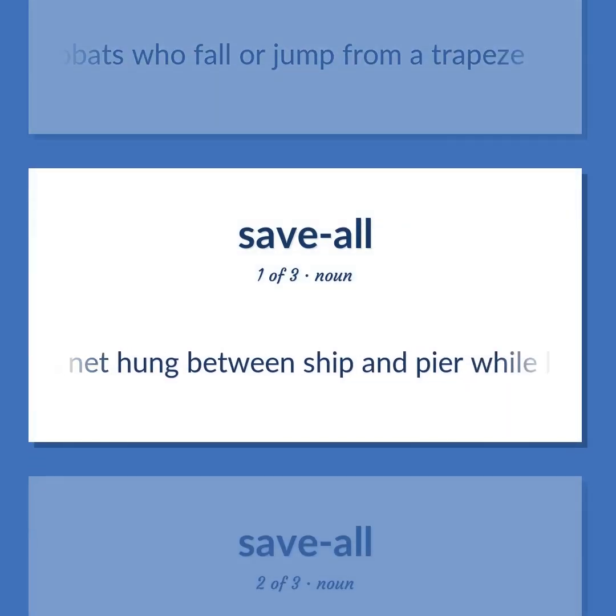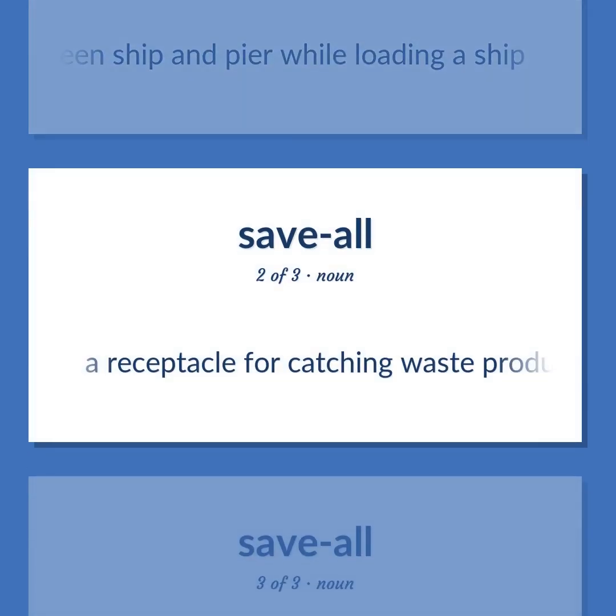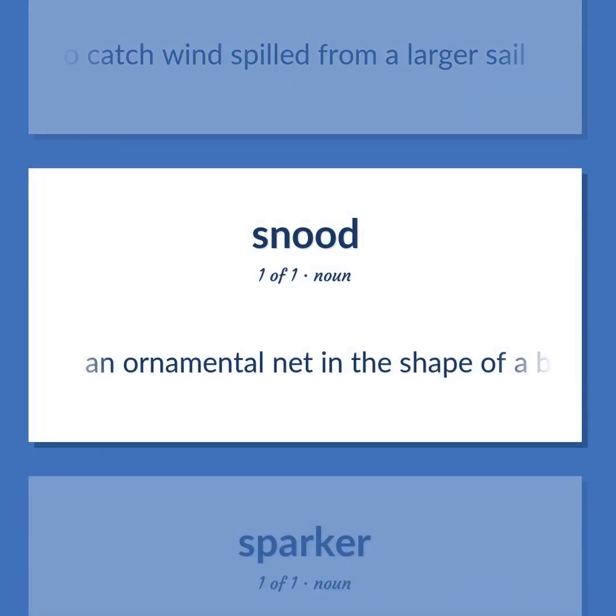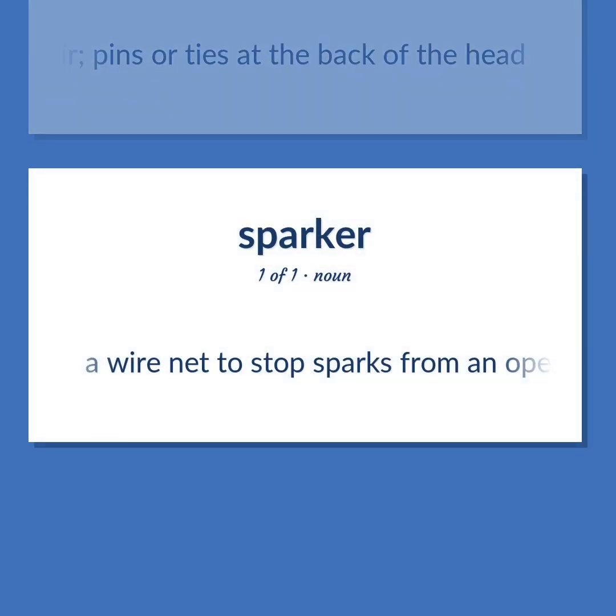A net hung between ship and pier while loading a ship. A receptacle for catching waste products for further use. A sail set to catch wind spilled from a larger sail. An ornamental net in the shape of a bag that confines a woman's hair, pins or ties at the back of the head. A wire net to stop sparks from an open fireplace or smokestack.